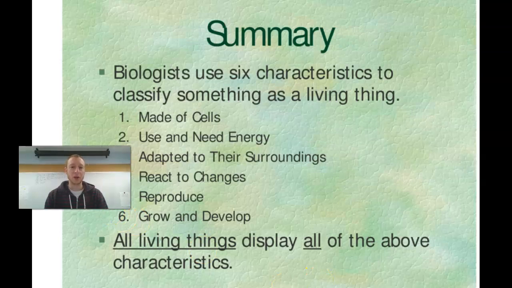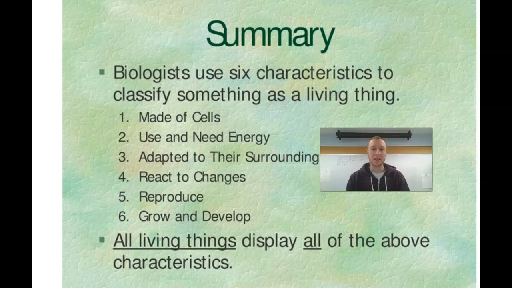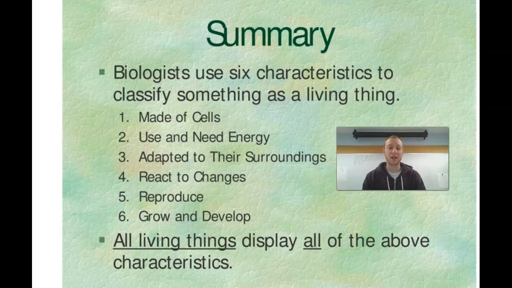So in summary, biologists use 6 characteristics to classify something as living. If it's made of cells, if it uses and needs energy, if it's able to adapt to its surroundings and react to changes, if it's able to reproduce, if it's able to grow and develop, that means it's alive. If it's missing just one of these, it's not living. All right, all living things display all of the above characteristics.